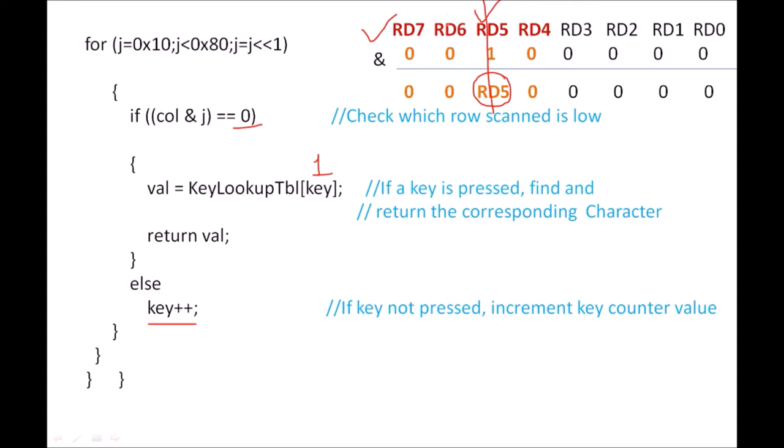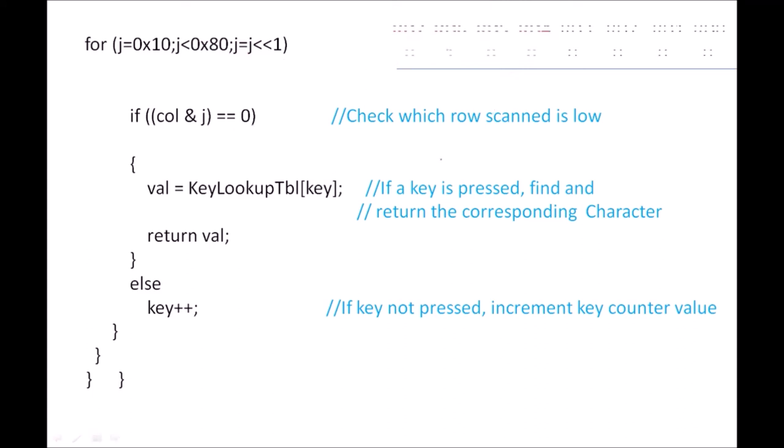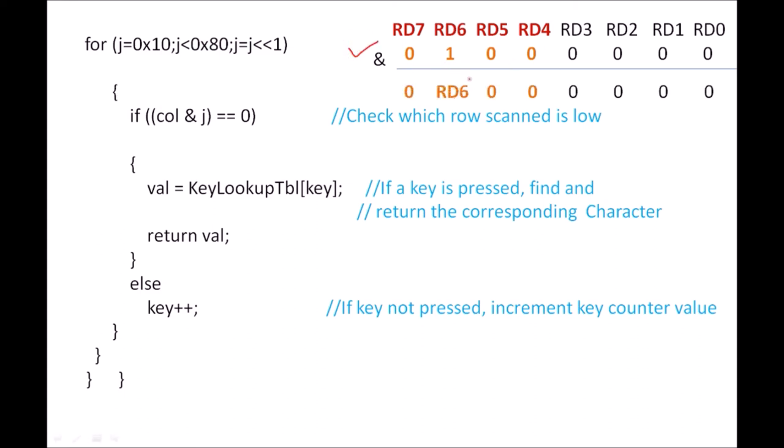So if the key of this is not pressed by the user, we'll again shift J. 4 times we have to shift J in the left direction. So we'll shift J in the left direction, and you'll get this data in J. The column data will be ANDed with it, and RD6 will remain as it is. If the AND operation result is 0, the key is pressed by the user. The pointer is already incremented, so we'll read that key value and store it in the VAL variable. Otherwise, we'll shift J again, and we are going to do this 4 times. So this is how we are scanning and detecting a key.